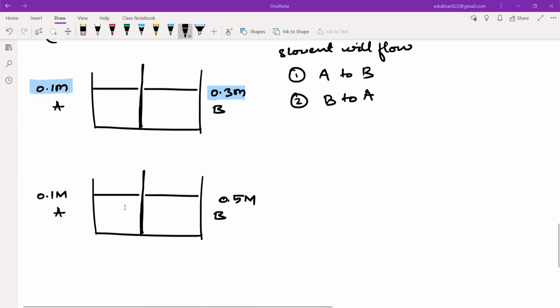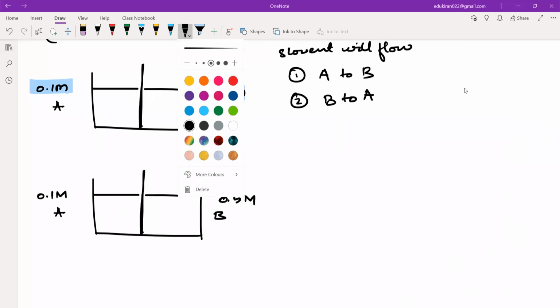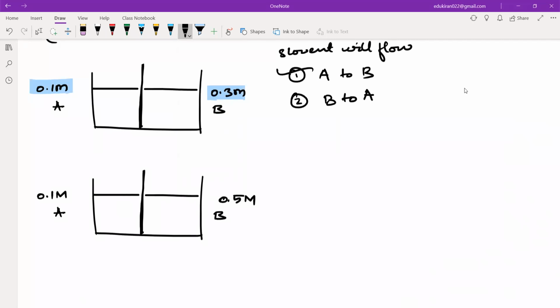Josefa, you want to change your answer now? Obviously, you have to change. Okay, fine. So all of you agree that the solvent will flow from A to B, correct? Yes or no? Now in the second one also, it will flow from A to B. Is that correct? Please tell me. A to B, right?